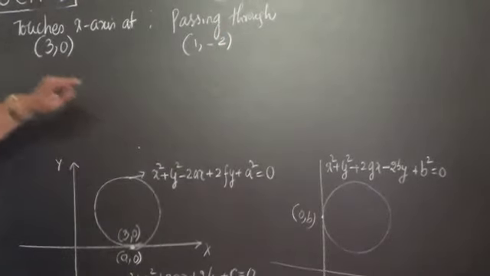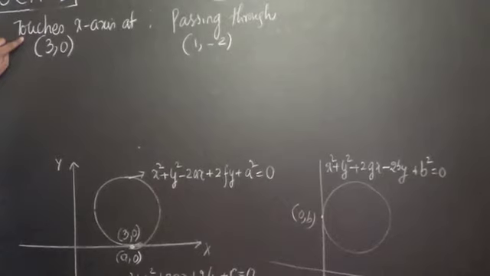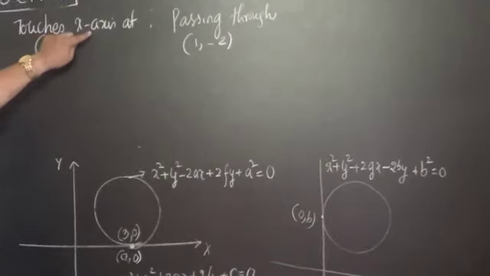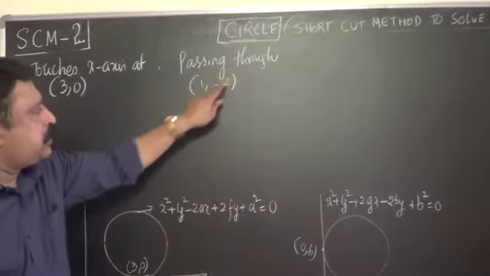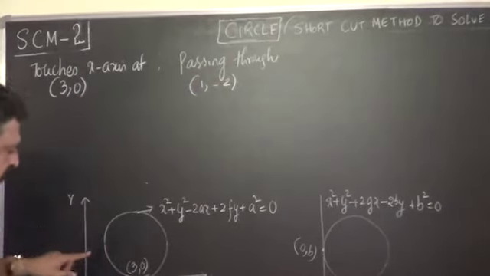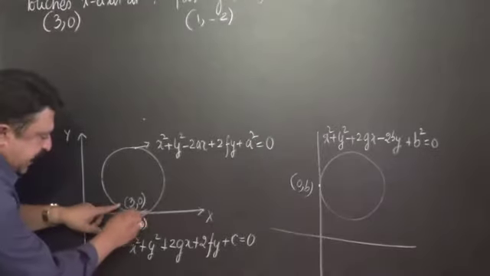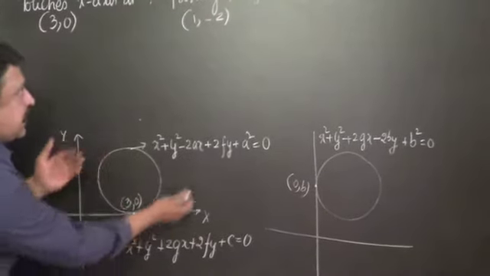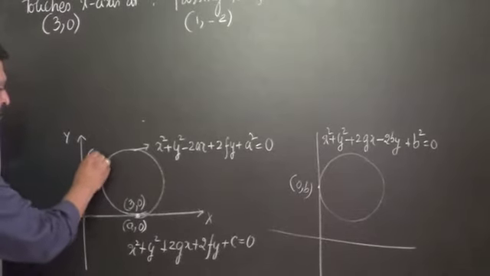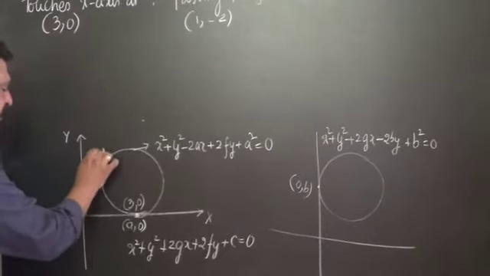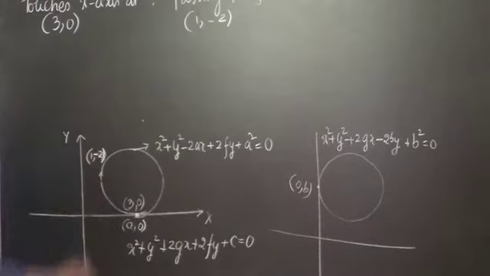So you can frame the problem like this. Find the equation of the circle which touches the x-axis at 3, 0 and passes through the point 1, minus 2. The circle touches the x-axis at 3, 0 and is passing through the point 1, minus 2. Anyway, this diagram is not according to the scale.